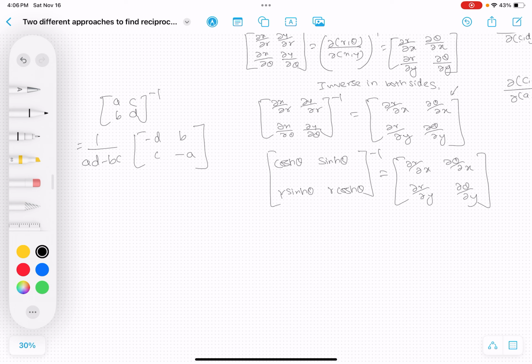Or am I wrong? I think I'm wrong because the minus sign would only be on the off-diagonal entries, not on the first one. I'm sorry. I'm pretty sure I'm wrong.